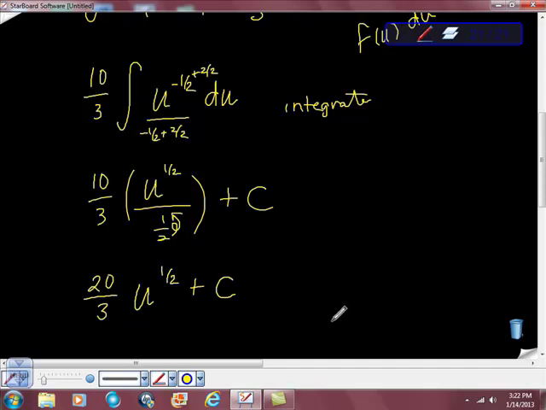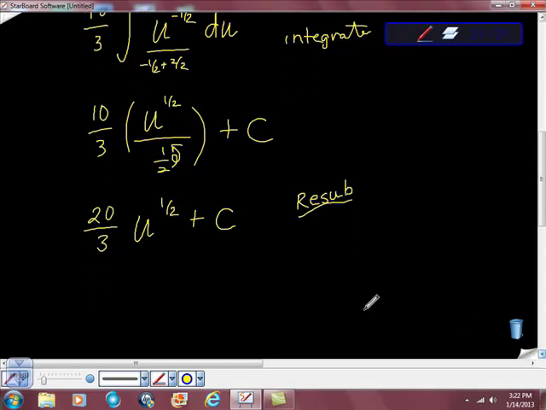Here's a mistake that some people make. They forget to resubstitute. So we're going to go ahead and resubstitute here. Just remember what we took as our u value. We have 20 over 3 times 1 plus x cubed to the 1/2 power plus c. And that's the solution for our differential equation.